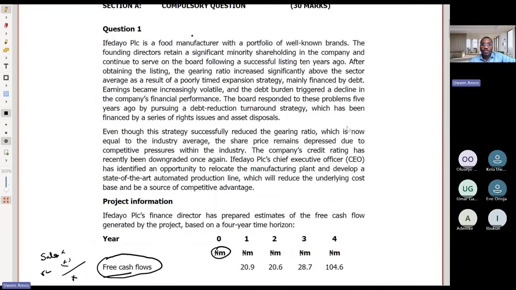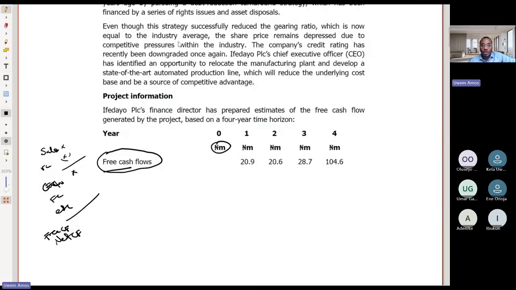Okay, so it mentions here that Ifedayo & Co. is into food manufacturing. It mentions information about the company here: the company identified an opportunity to relocate the manufacturing plant and develop a state-of-the-art automated production line, which will reduce the underlying cost base and be a source of competitive advantage. So same food manufacturing, you want to set up a production line for the food manufacturing. You now go down here.